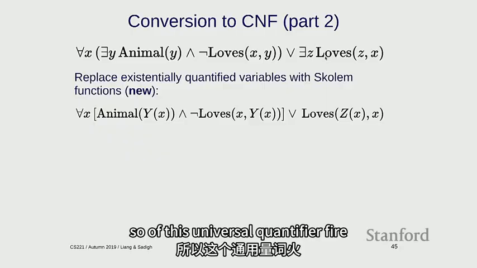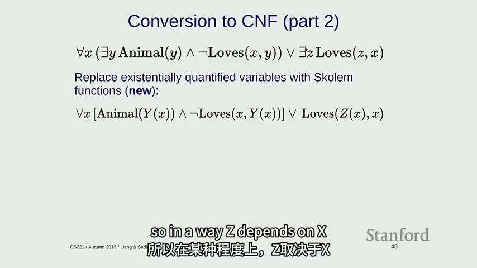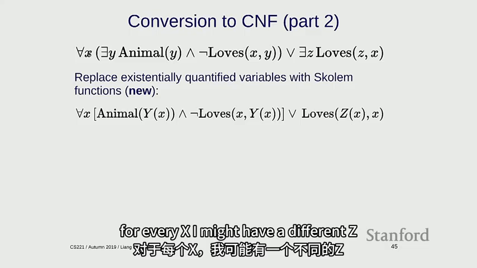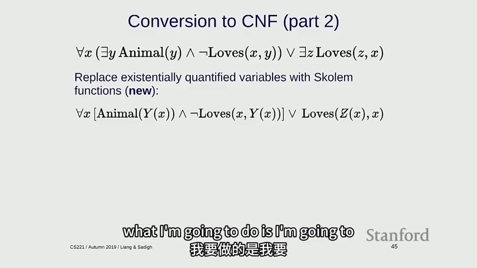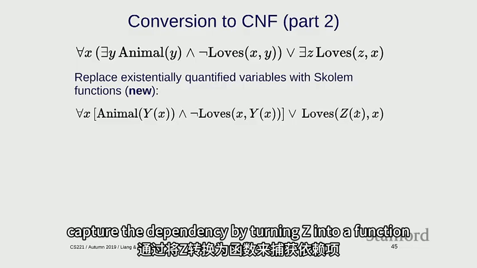So of this universal quantifier. In a way, z depends on x. For every x, I might have a different z. So to capture this dependency, I can't just drop exists z. What I'm going to do is capture the dependency by turning z into a function.